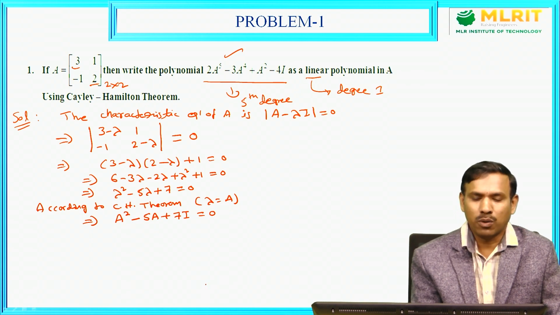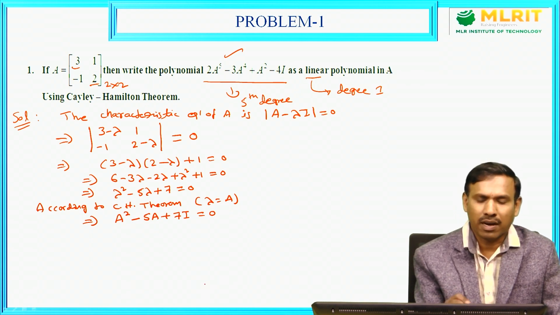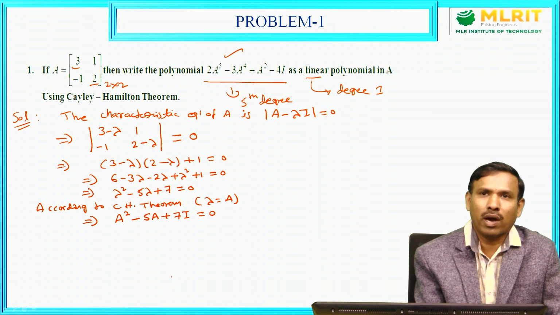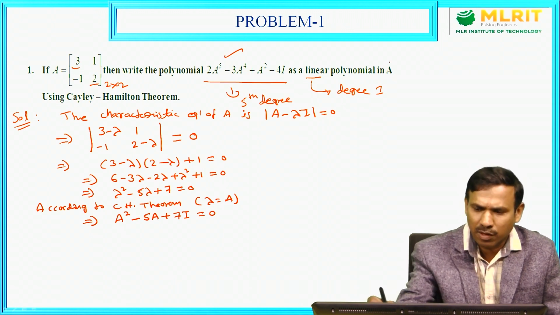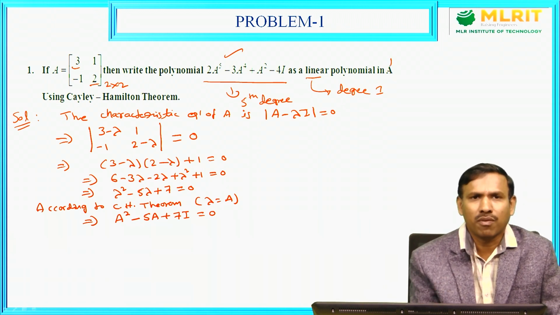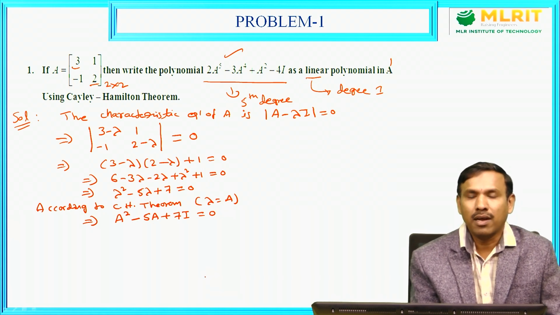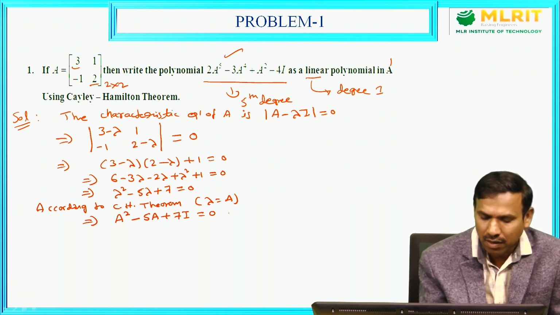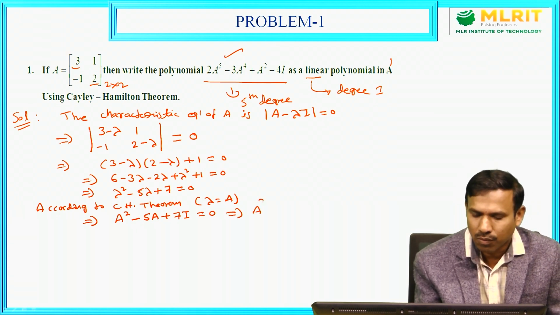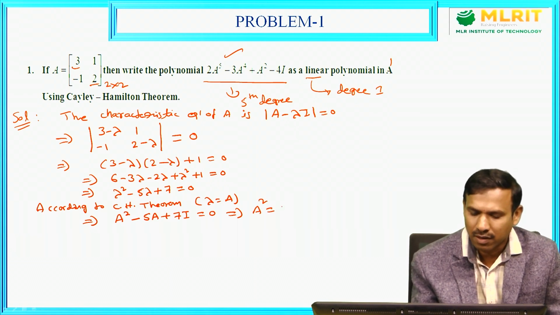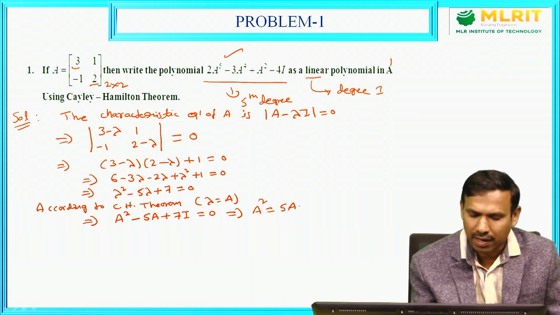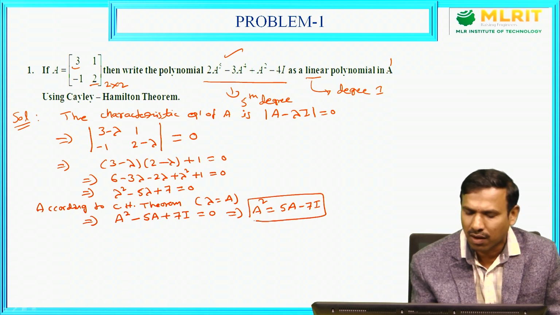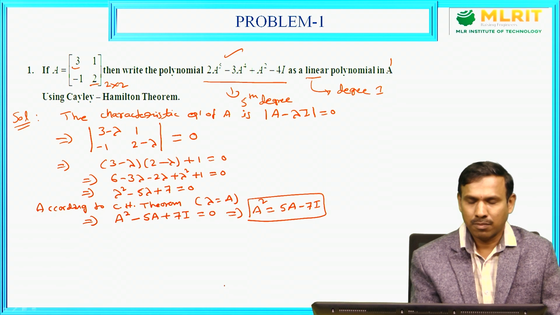Now, here what I will do, every higher degree term I will write in the linear form, means a square in terms of a in power 1, but a complete expression we want in a. So, a square, a cube, a power 4, a power 5, all these terms will be written in terms of a. Now, first I am writing a square. What is the a square value? Take to other side, plus 5a minus 7i. This is a square value in terms of linear polynomial a.